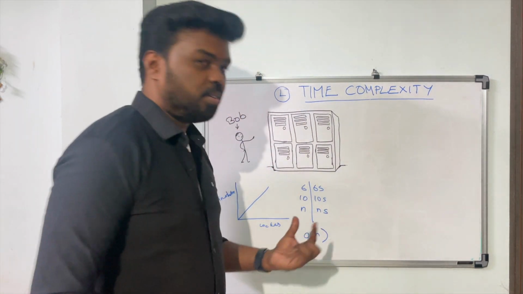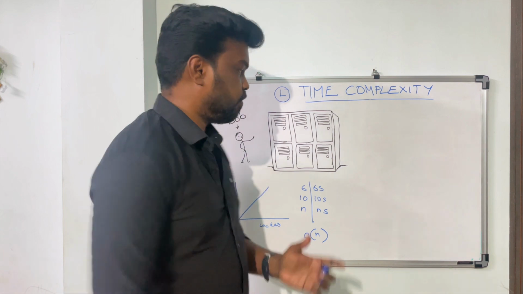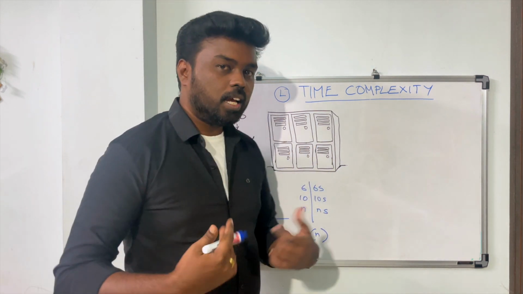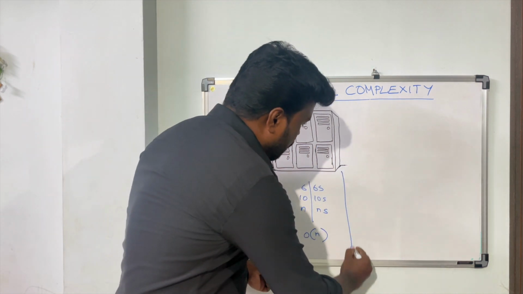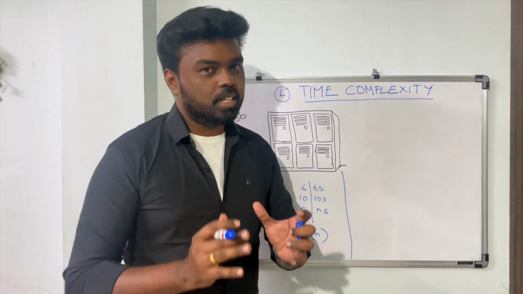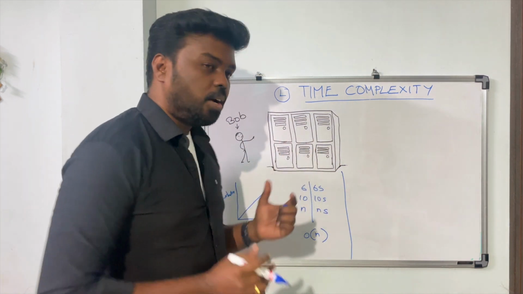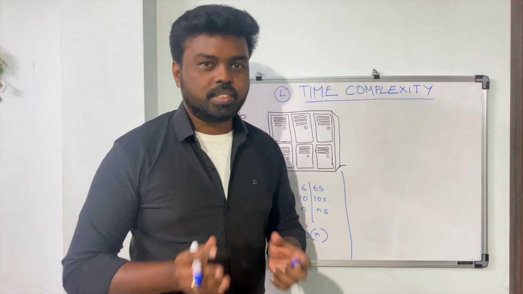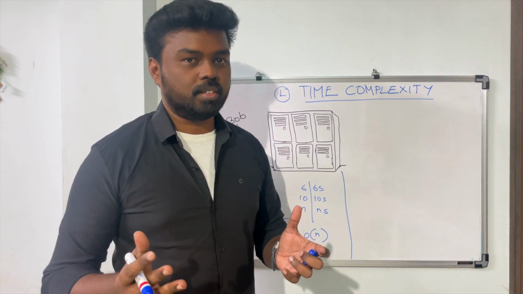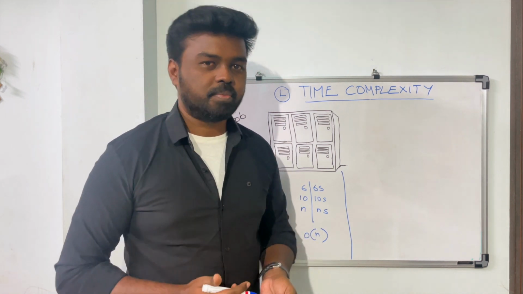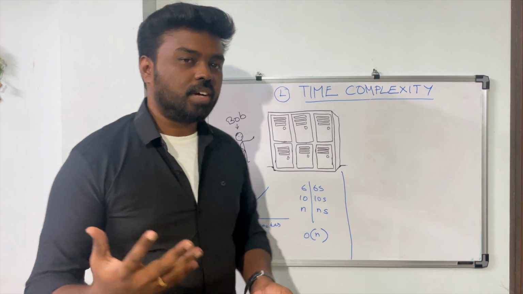So this is the big O notation for the time complexity of this particular scenario. Now imagine another scenario. Consider the same scenario but with a little difference. Each locker now has a label attached to it which displays the file name of the file that is inside the locker. Now Bob actually knows the file name.